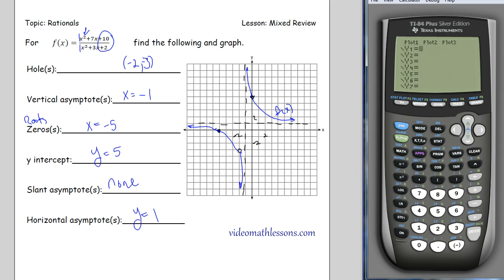Punch it in. Make sure you use parentheses for the numerator and denominator. So x squared plus 7x plus 10 over x squared plus 3x plus 2. And we hit graph. Let's see. Yeah, that looks pretty much like it. So let's keep going with this problem.